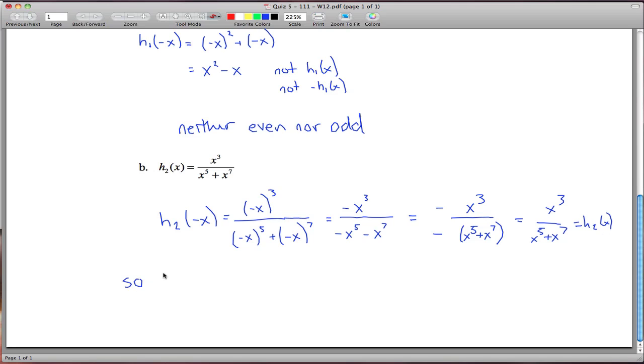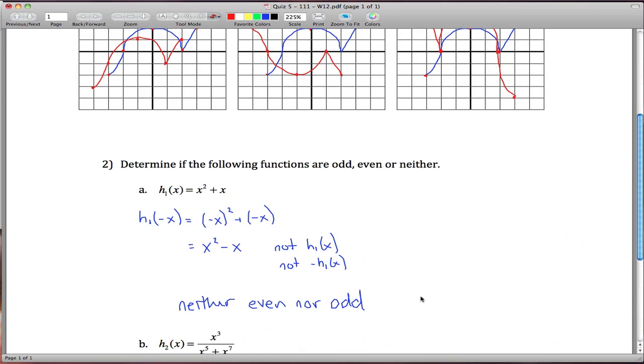So what did we just figure out? We figured out that h2 of negative x is the exact same as h2 of x. And that right there is our criteria for being even. So this, maybe thus, h2 of x is even. And that is the end of this quiz.